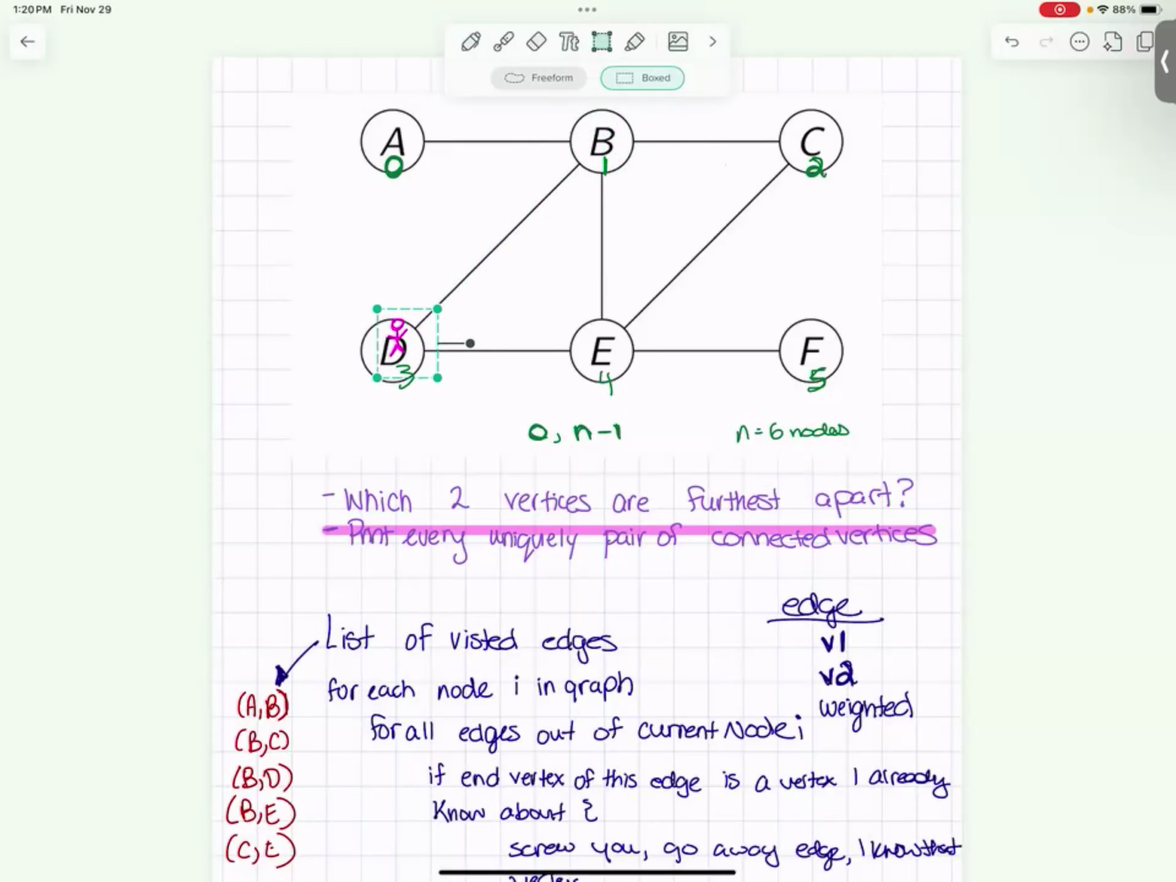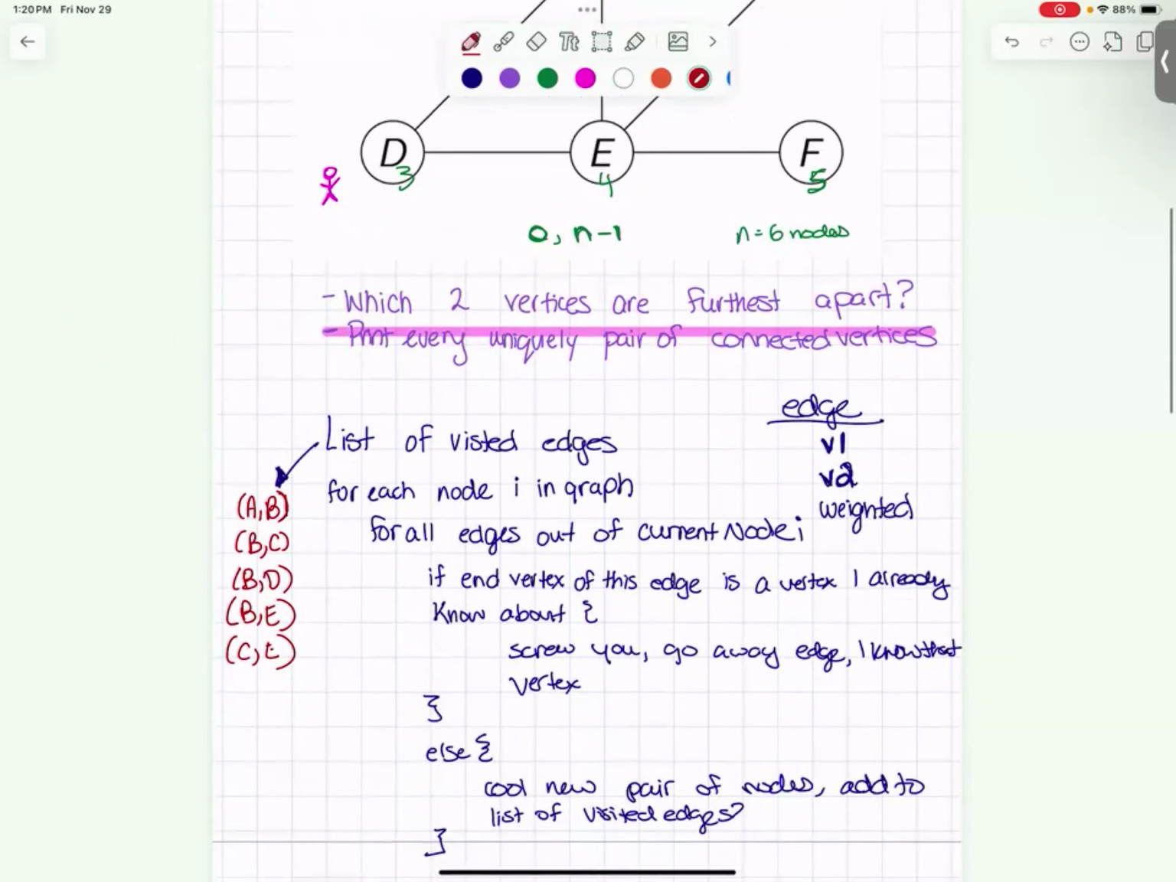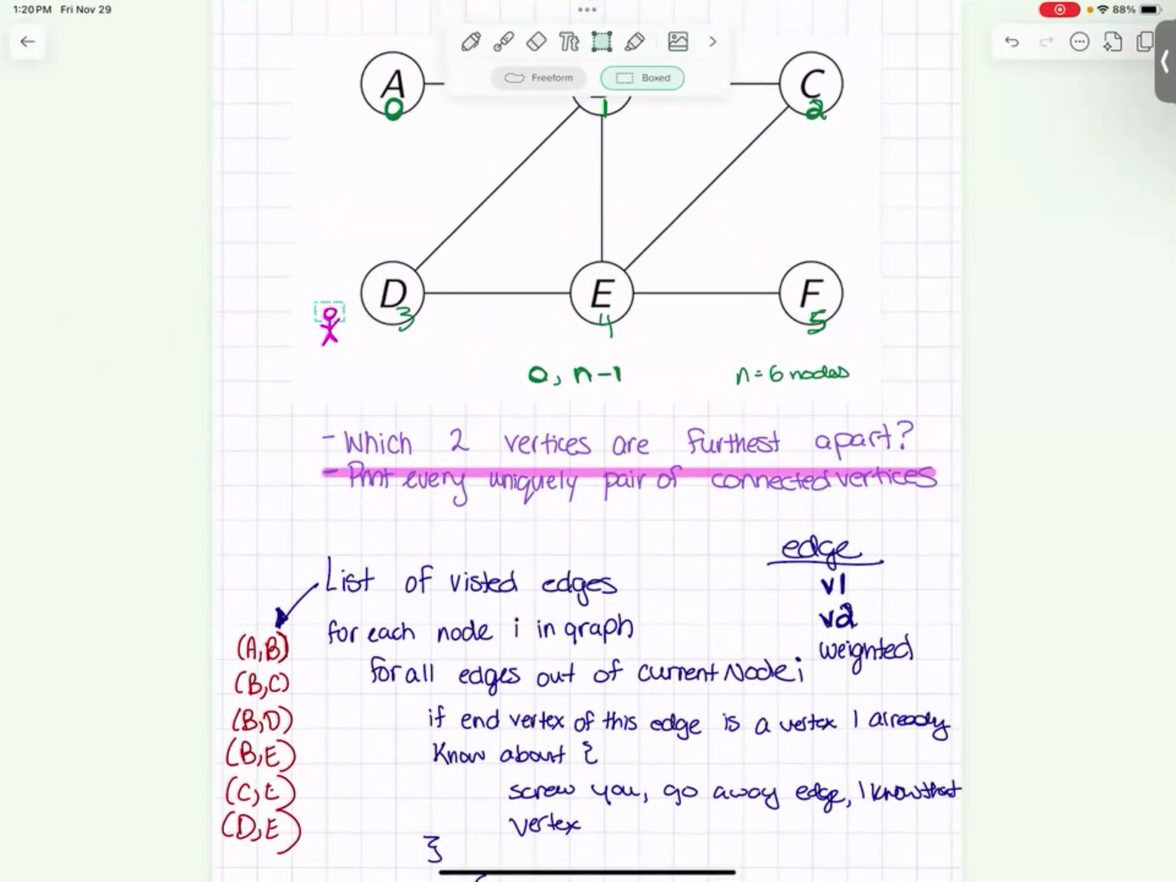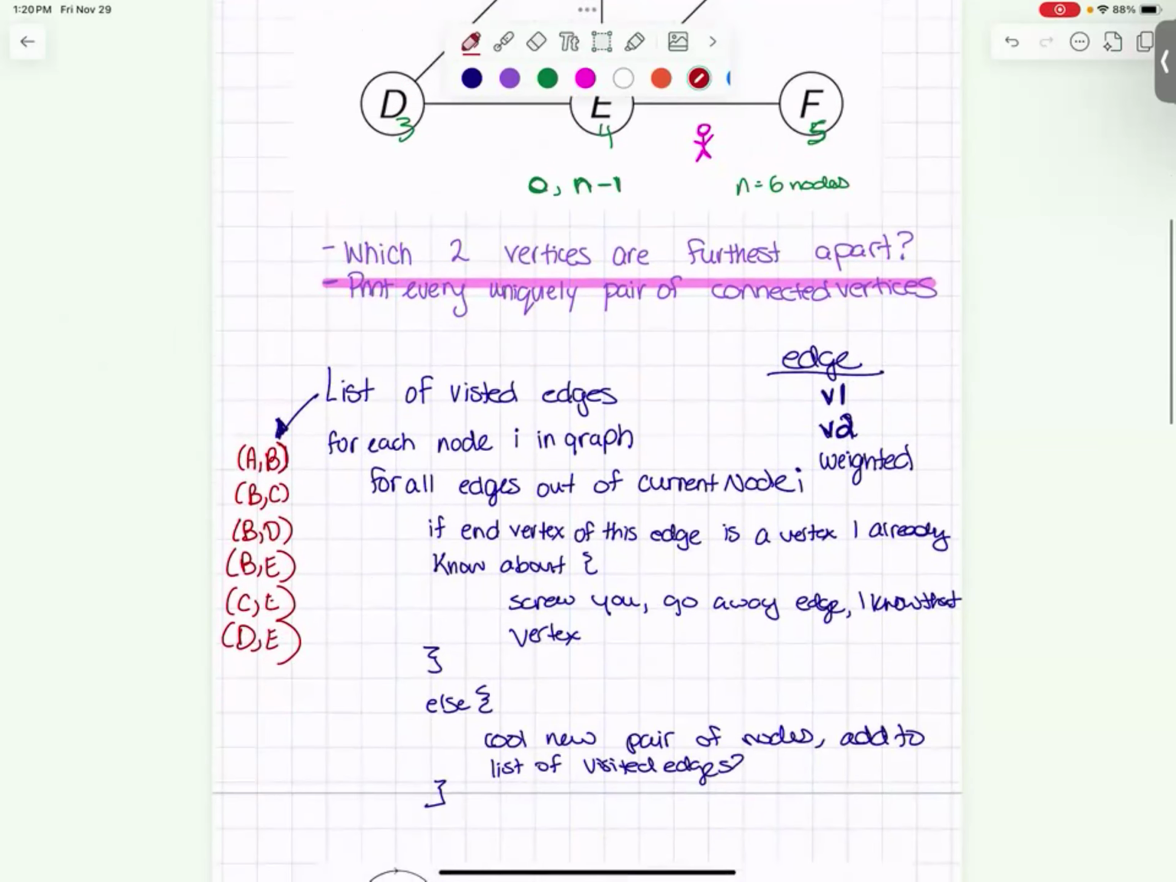DB, does that exist? Yes, it does. DE, does that exist? No, it doesn't. Get that added to my list, DE. Then I'll go to E and I'll say for each of these edges, does BE exist? Yes, it does. Does CE exist? Yes, it does. Does DE exist? Yes, it does. Does EF exist? No, it doesn't. I'll go add EF, and then that will be all my E edges.